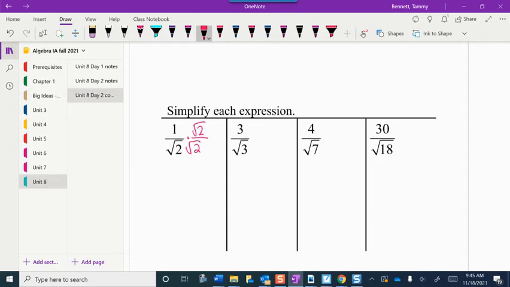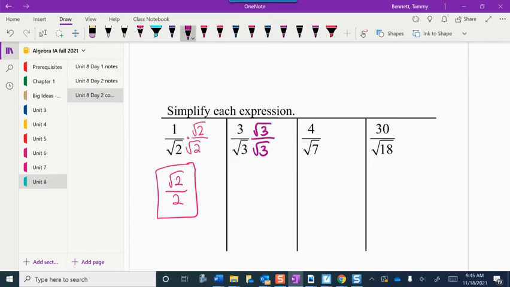So then I take 1 times the square root of 2, which is the square root of 2, and the square root of 2 times the square root of 2 is 2. This answer is acceptable. You cannot leave square roots in the denominator. The next one, I'm going to multiply the top and bottom by the square root of 3. And I'm allowed to do this because the square root of 3 over the square root of 3 is 1, so I'm multiplying by the value of 1.